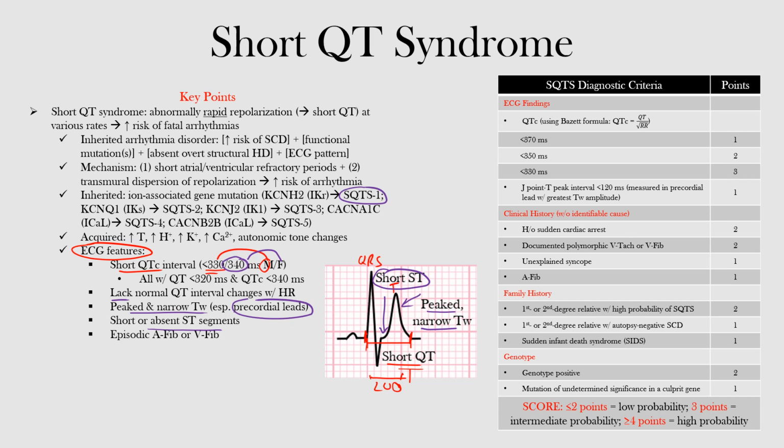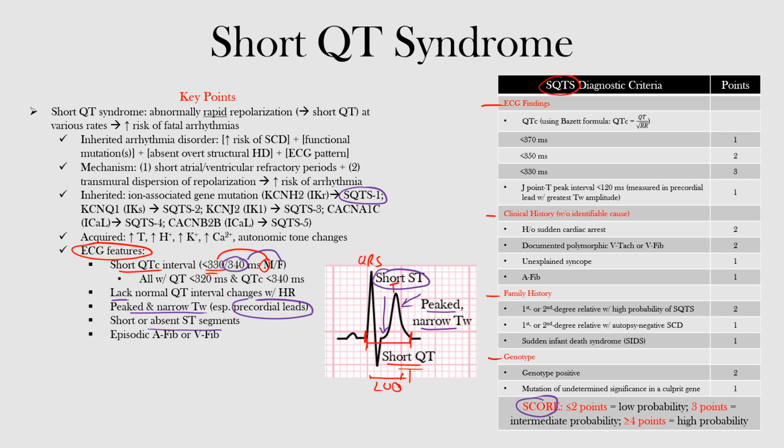So if you look here, remember with long QT syndrome, we looked at the Schwartz score, and this is one that you can have for short QT syndrome. Again, it's looking at the EKG findings, the clinical history, the family history, and then we can also have the genotype. And remember, this is a score or point system, okay? So at the end, we'll add up these points, and from that, you can find out the probability of whether or not the patient is at risk or likely has short QT syndrome.